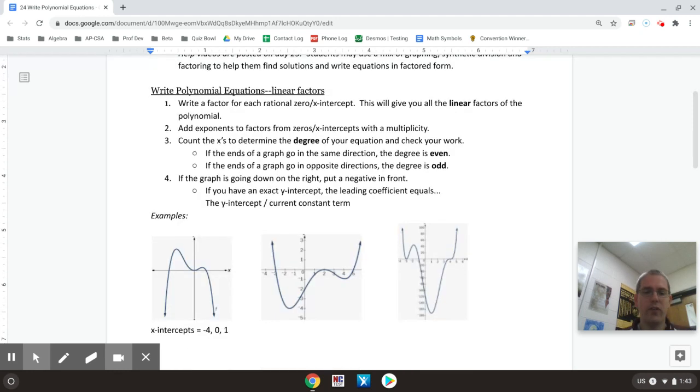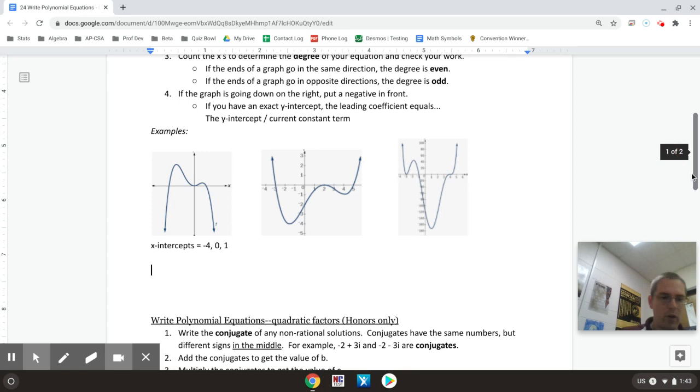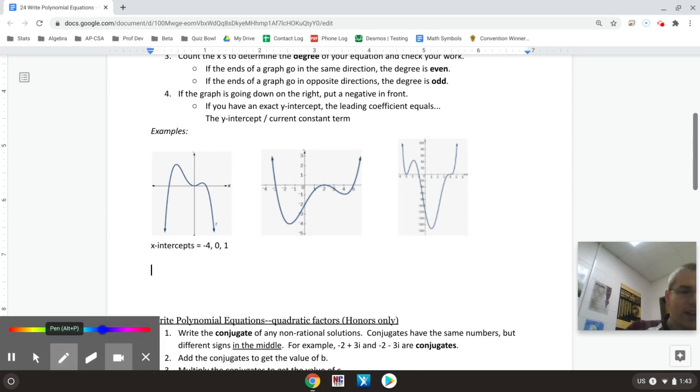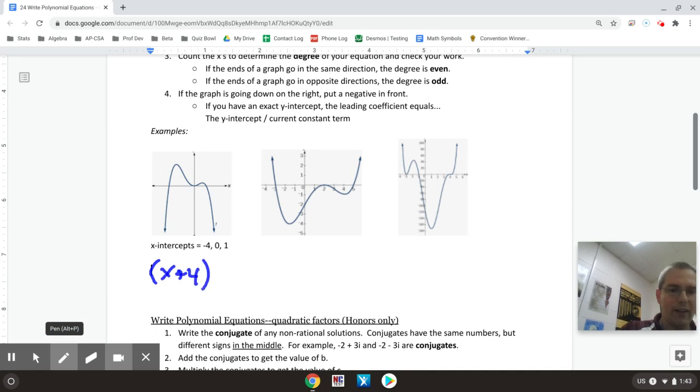This first graph, let's say it has x-intercepts of -4, 0, and 1. Well, to write this in factored form, with -4, 0, and 1, just take each x-intercept and write it as a factor. So the first one there is going to be an x plus 4. We've done this before. The next one will be an x minus 1 for the positive 1.